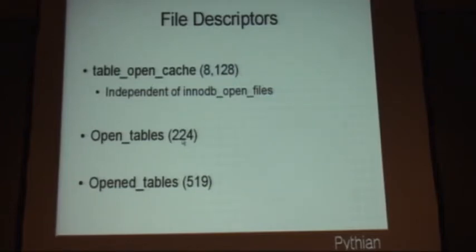So basically, this is independent. We'll get to InnoDB open files later. This is completely independent of InnoDB open files. But basically, increasing this number, which I think is not the default. I don't think 8,128 is the default. I forget what the default is, and it's not in my notes. But basically, this is a number. How many tables are in the cache? It's not how many bytes or anything like that. It's the number of tables.